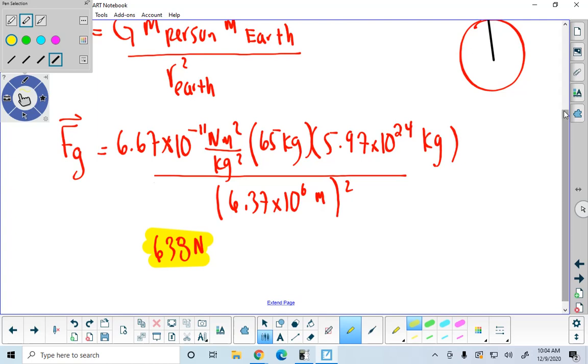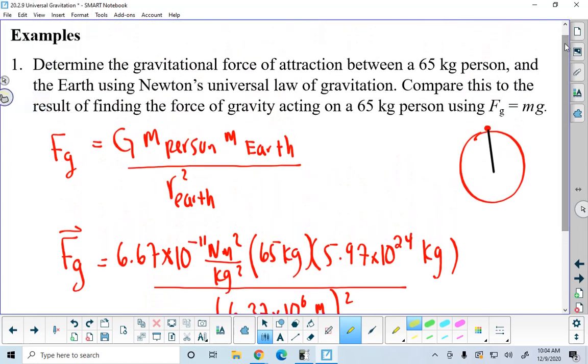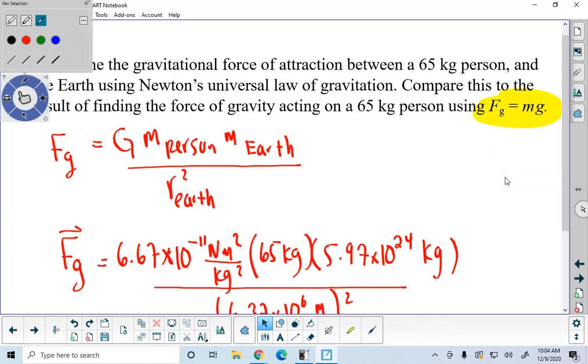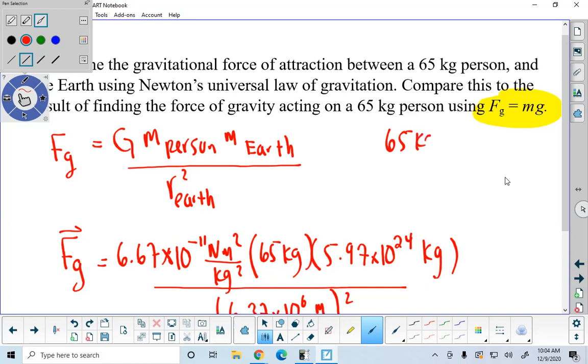But we have learned that you could find weight using this formula. So let's calculate the person's weight using that highlighted formula and see how close we get to what we just calculated. This is a simpler calculation, of course. We can take 65 kilograms times 9.81 meters per second squared.